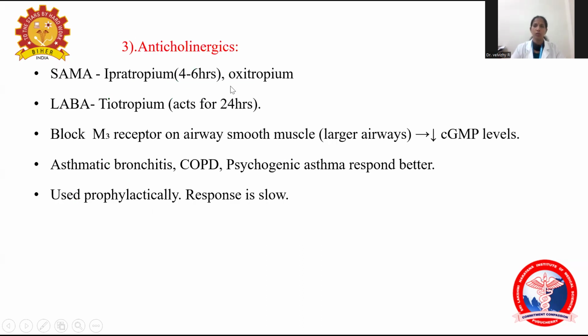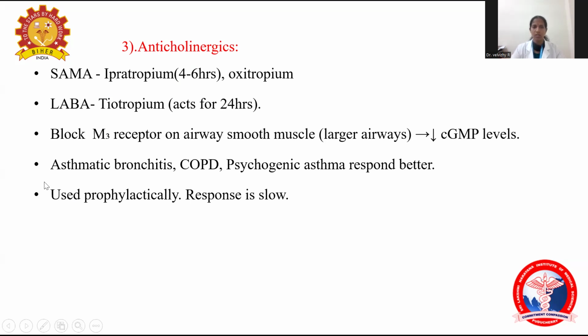Okay. Then we'll move on to the second group of bronchodilators, that is anticholinergics. Here also, as I told, we have short-acting muscarinic antagonists and long-acting muscarinic antagonists. So we have ipratropium and tiotropium. What this group of drugs will do is it blocks the M3 receptor and decreases the second messenger, which is cyclic GMP, leading to bronchodilation.